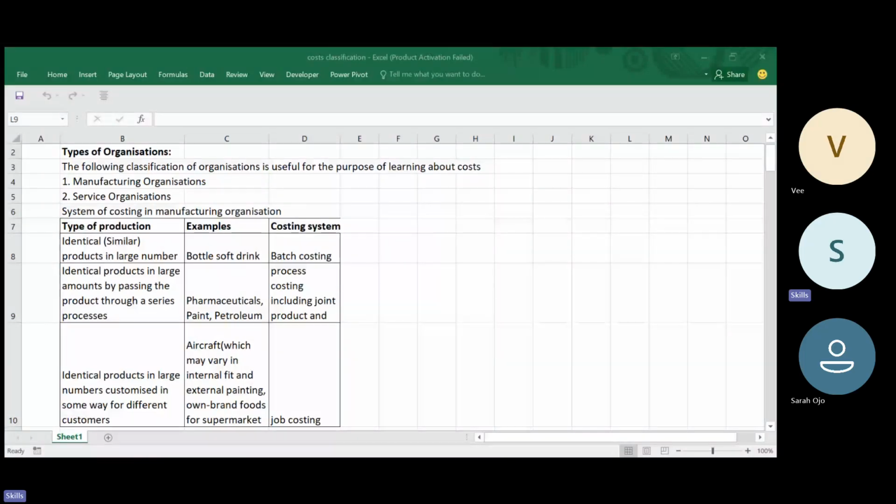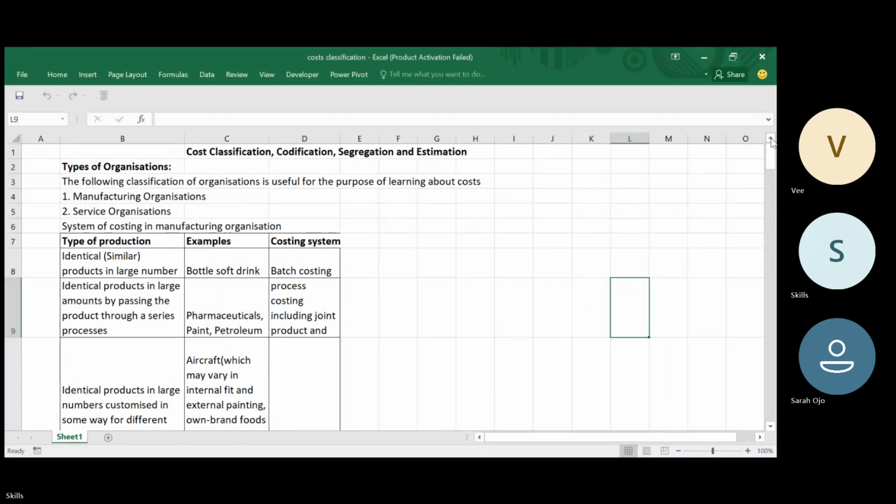So we'll look at it. Cost classification, how to classify cost. Then codification, how to codify cost. Then segregation and estimation. That is what we'll be looking at.